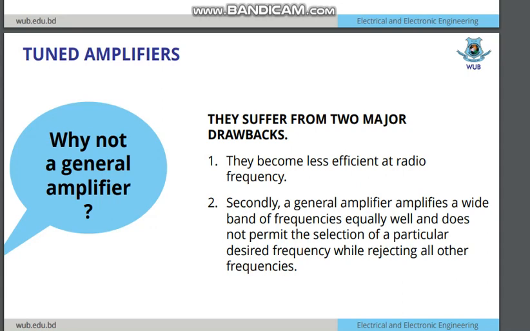They become less efficient at radio frequency. That means there are less frequency selective components in that kind of amplifier. Secondly, a general amplifier amplifies a wide band of frequencies equally. That means there is less chance of changing the frequency, and it is less selective in frequency selection, and does not permit the selection of a particular desired frequency while rejecting all other frequencies. That is the thing. We need a filter type of thing or tuned thing to really amplify a certain portion of the signal.